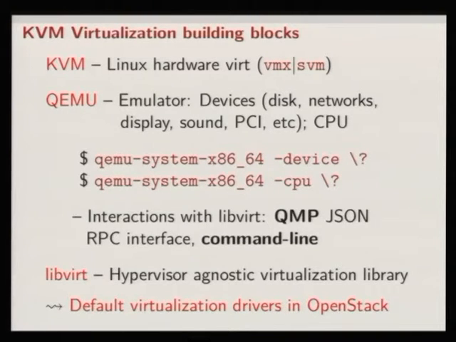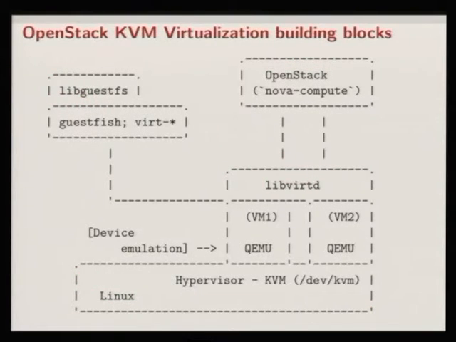The two commands you see there, if you run them, will enumerate what kinds of devices it emulates and supports. And the second one, this dash CPU, lists what kind of CPUs QEMU emulates. And QEMU interacts with libvirt via the QMP JSON RPC protocol, via a socket. So when libvirt is talking to QEMU, it constructs QMP commands and talks to it over this JSON RPC interface. And libvirt, as you've seen in the previous sessions, is the hypervisor-agnostic library that allows you to manage multiple different hypervisors. This is just a silly ASCII diagram that shows the same things that we've discussed a few minutes ago.